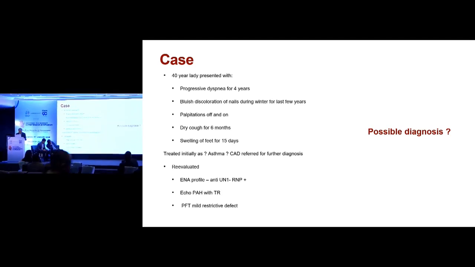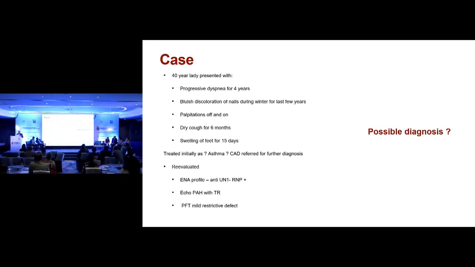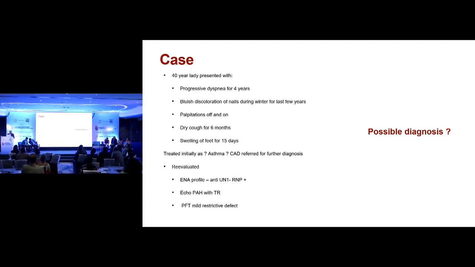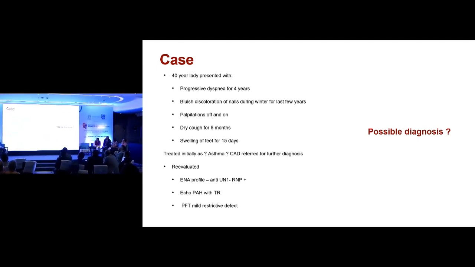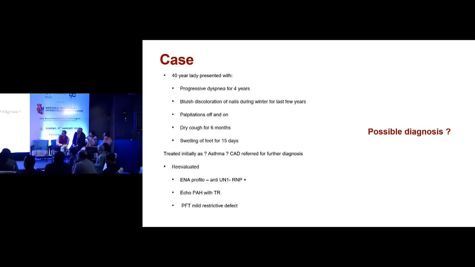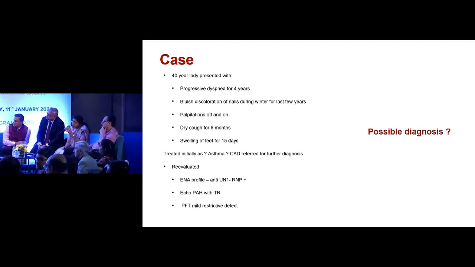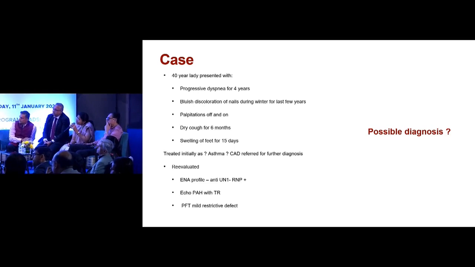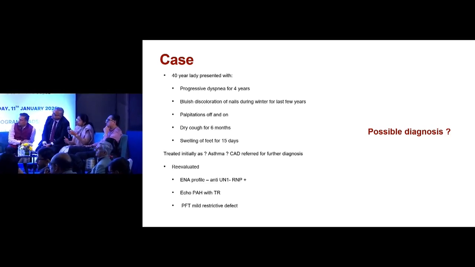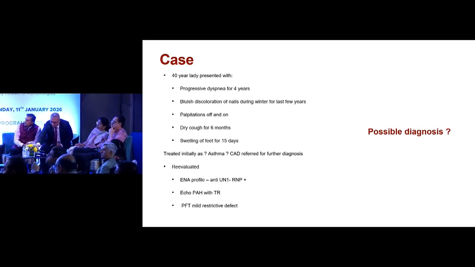Hello. Yeah, so with Raynaud's, young female, swelling of the feet, breathlessness on exertion, U1 RNP positive. So this could be scleroderma, systemic sclerosis, or it could be a mixed connective tissue disorder. Yeah, so one would think of, because of Raynaud's phenomena and some ENA profile being positive, that it could be a connective tissue disease.